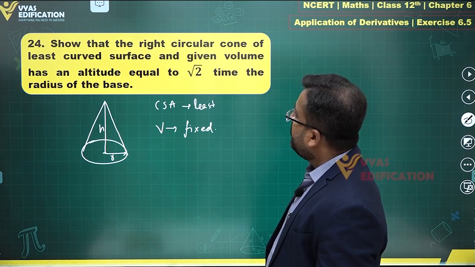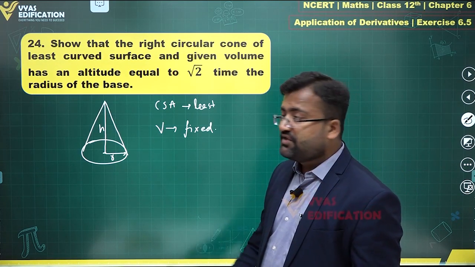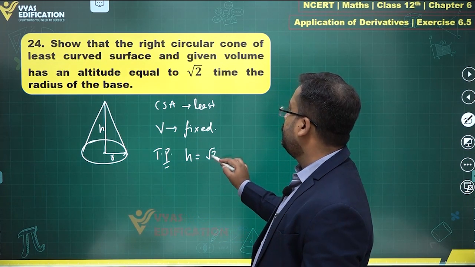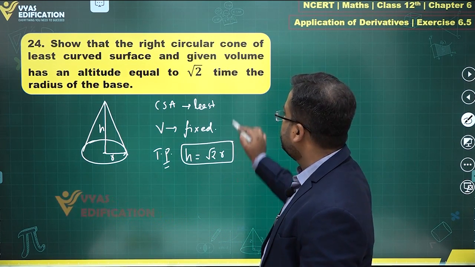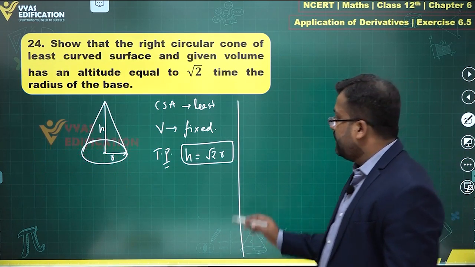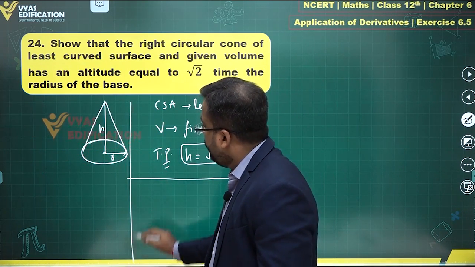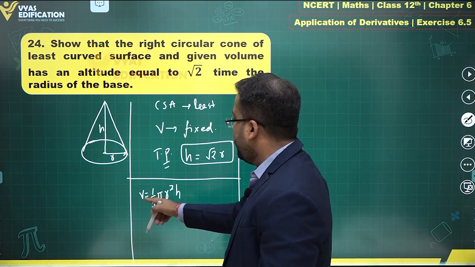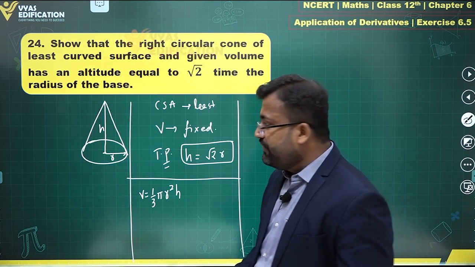Has an altitude equal to root 2 times the radius of the base. To prove: altitude is equal to root 2 times r. This is what we are supposed to prove, right? For least curved surface area. What about the volume? Volume is 1 by 3 pi r square h, and this V is fixed. We can deal in terms of V.